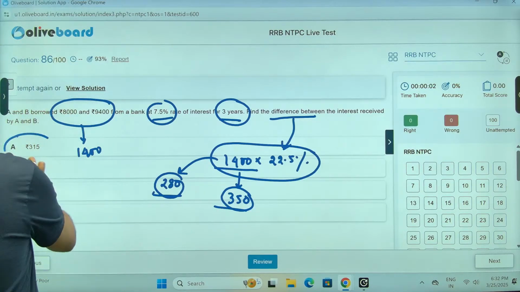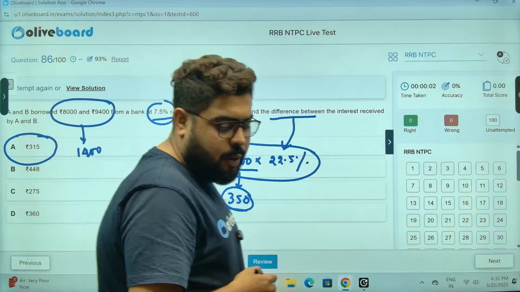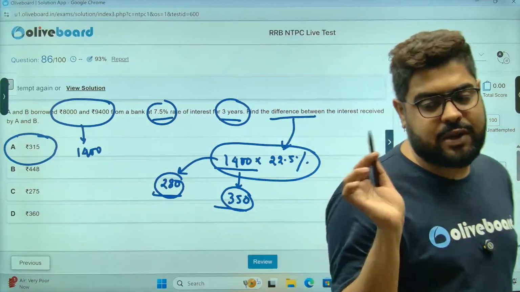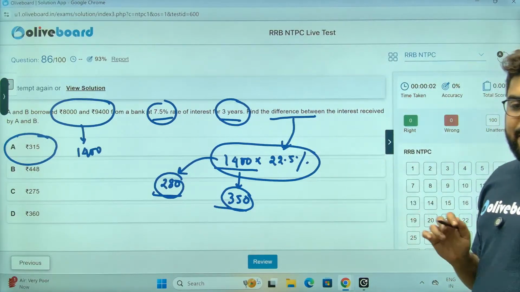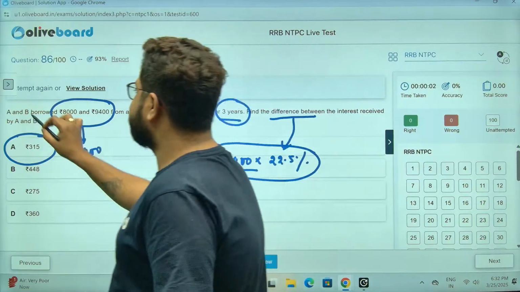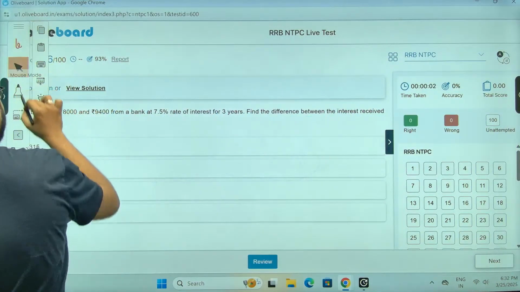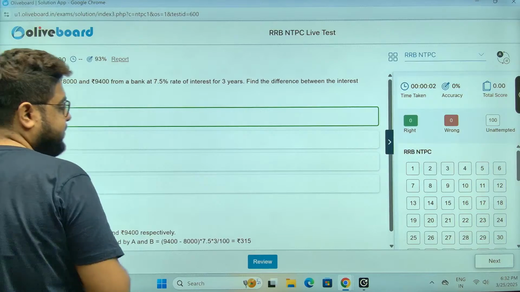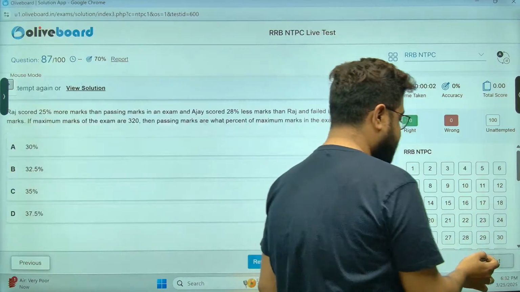Sir, ye dekho, sir. Option number 1, we are not solving. You are getting my point? Acha values hai. We are getting so good values. Let's go with this. 315 is the answer, sir. Next one, sir.